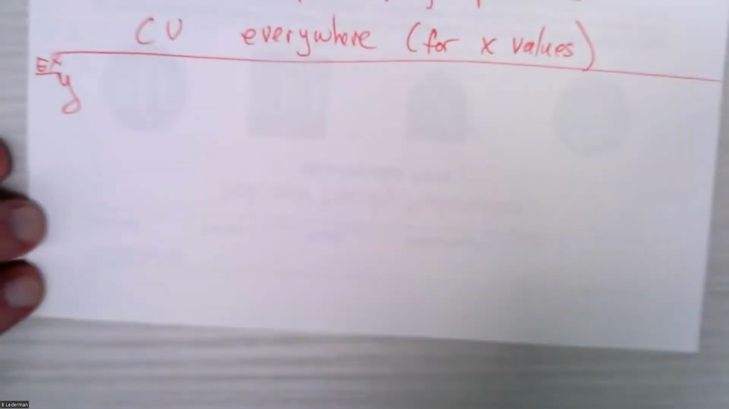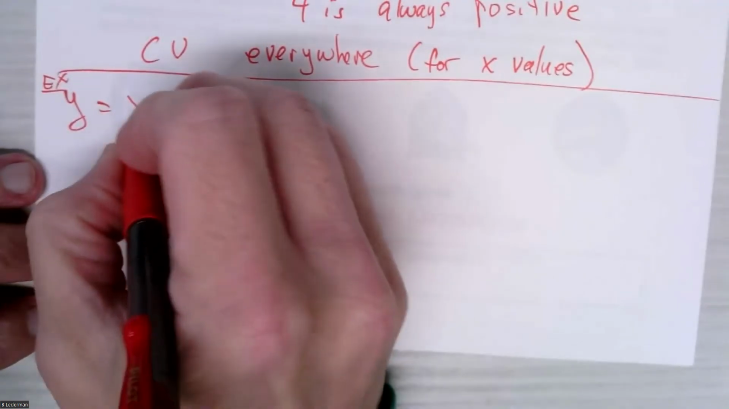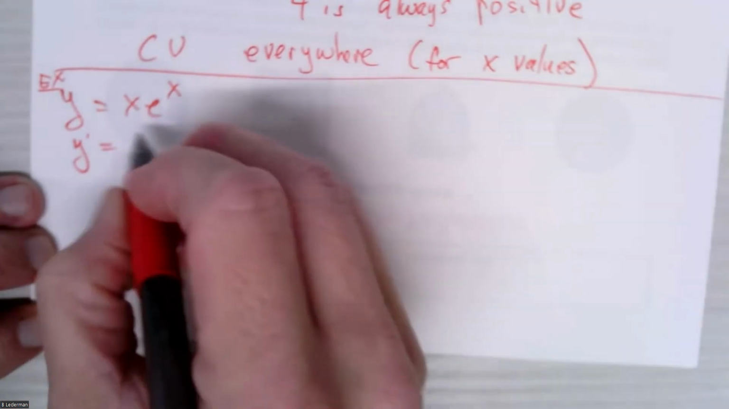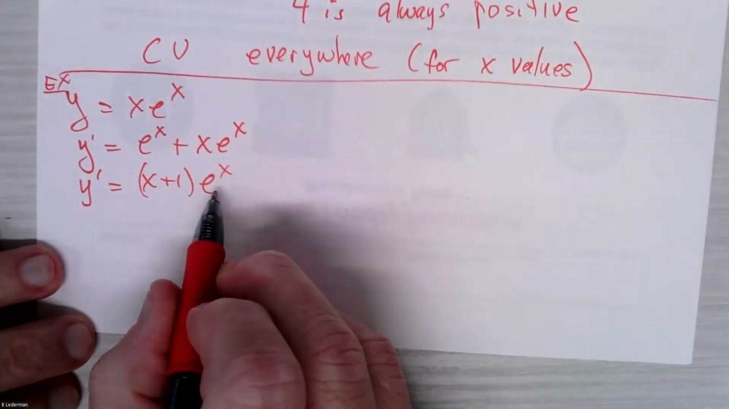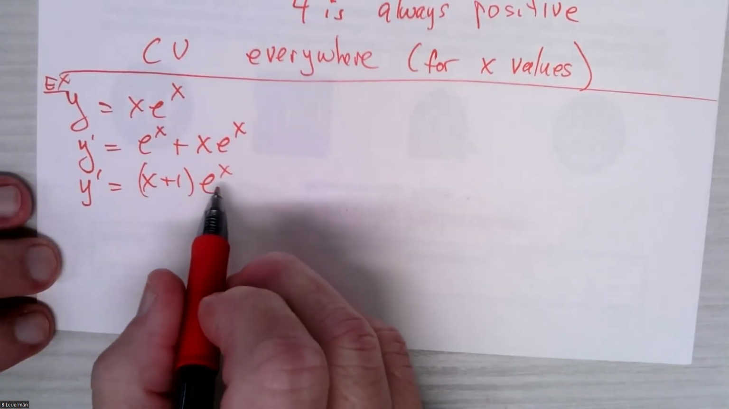So as another example, I want to look at the function y equals x e to the x. Well, y prime is equal to f prime g, which is e to the x, plus f g prime, which is x e to the x. And I can factor this as x plus 1 times e to the x. Well, e to the x is always positive. e to the x never equals 0. It's never negative.